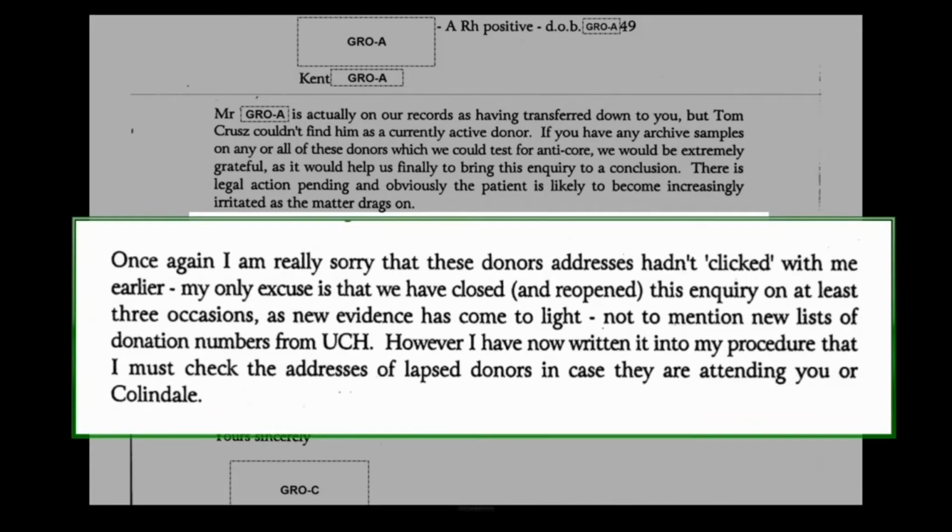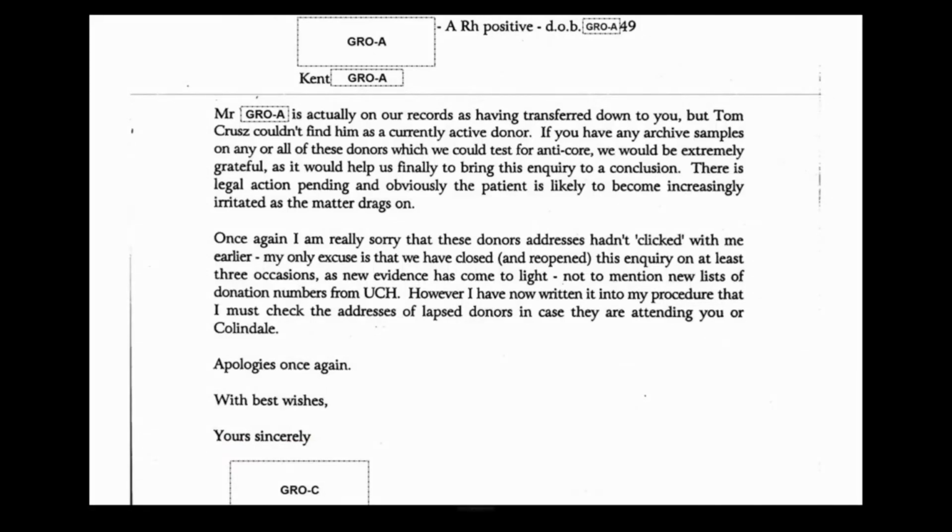in case they're attending you or Collindale. So the point really of picking up this document is simply the fact that some inquiries took a number of years to complete, and there were, again, difficulties of identifying donors and donor addresses in order to be able to complete those processes.